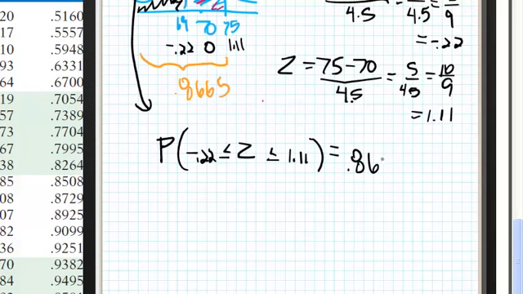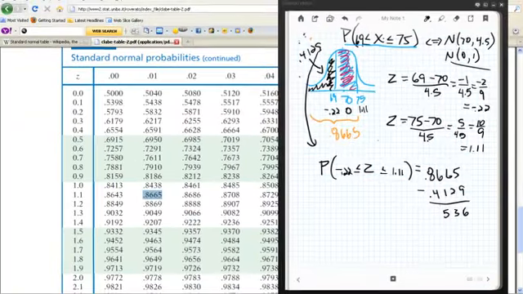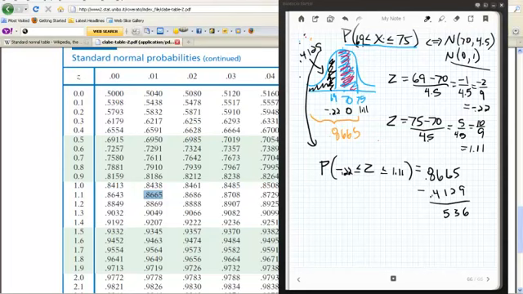So 0.8665, and I'm going to subtract 0.4129. What do I get? 0.4536, is that right? So about 0.45, and that's my answer. Look at that.